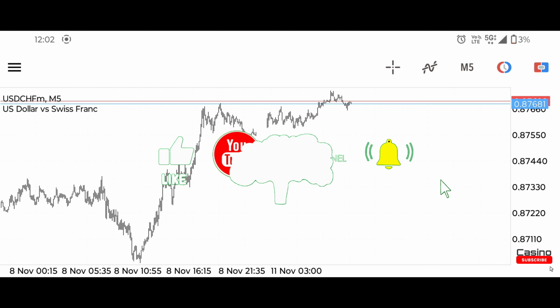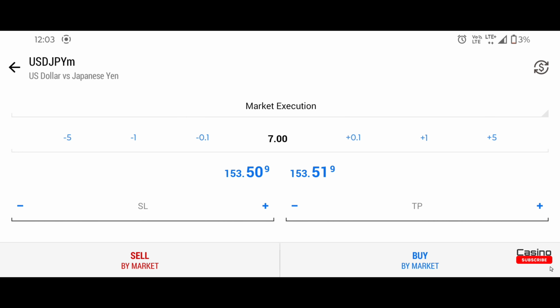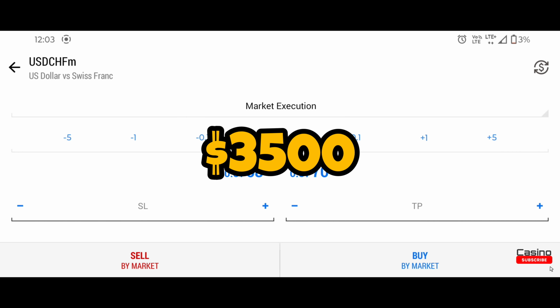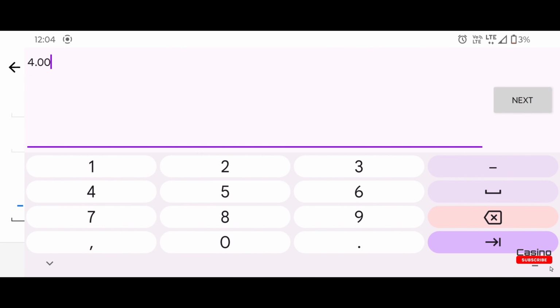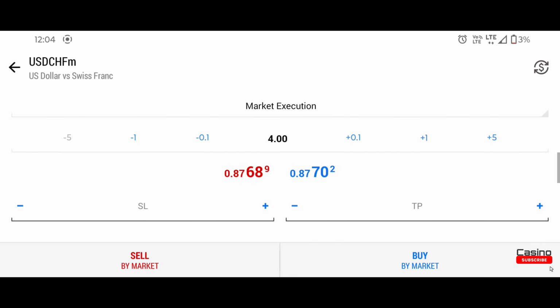Today we will apply an interesting trade in US dollar versus Swiss franc from which you will learn a lot. My risk amount in this trade is around $3,500, which I have already calculated. So I am using proper risk management here. See you guys after applying all the trades.